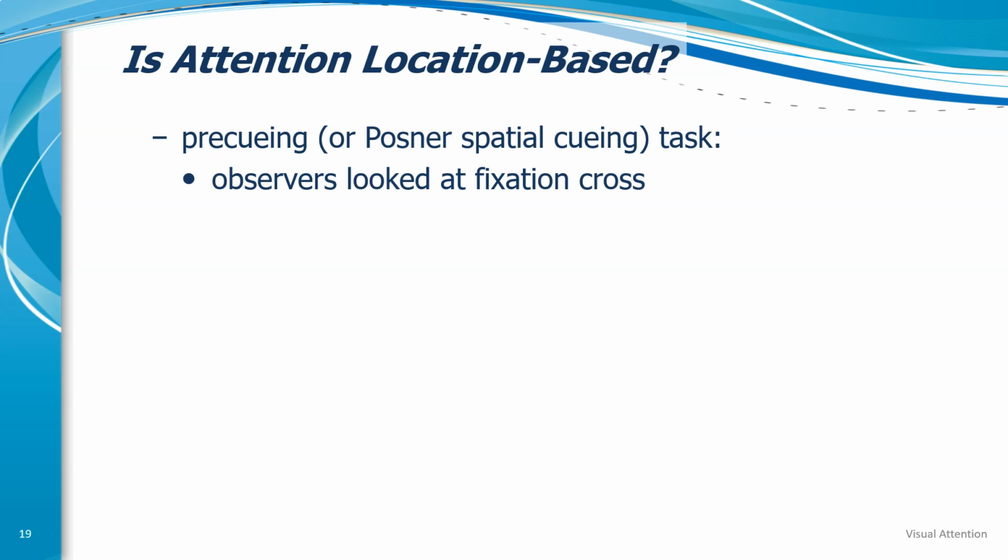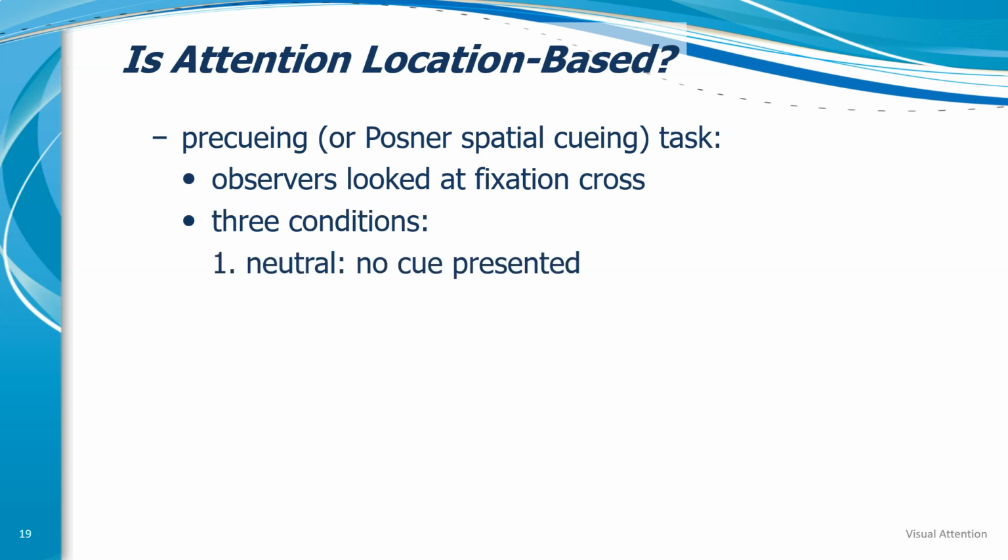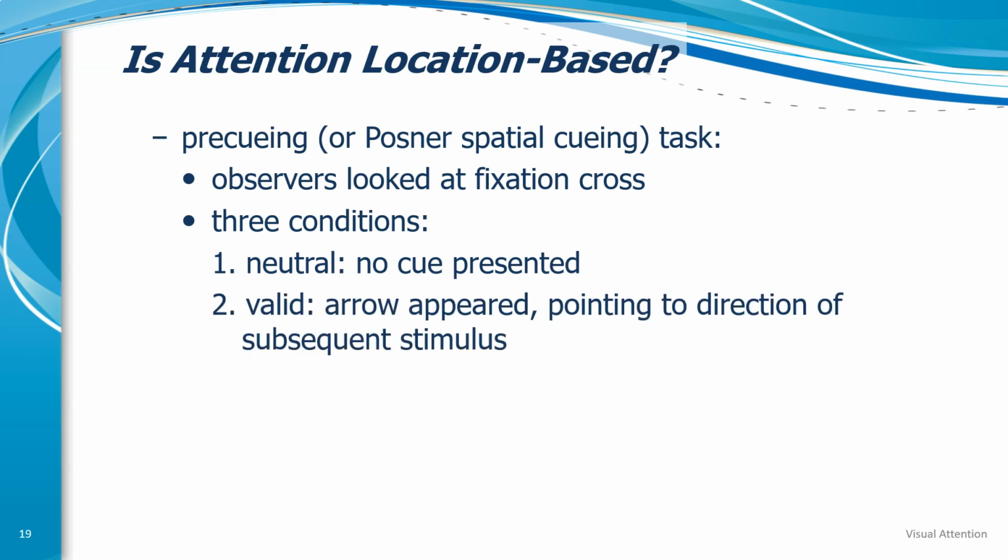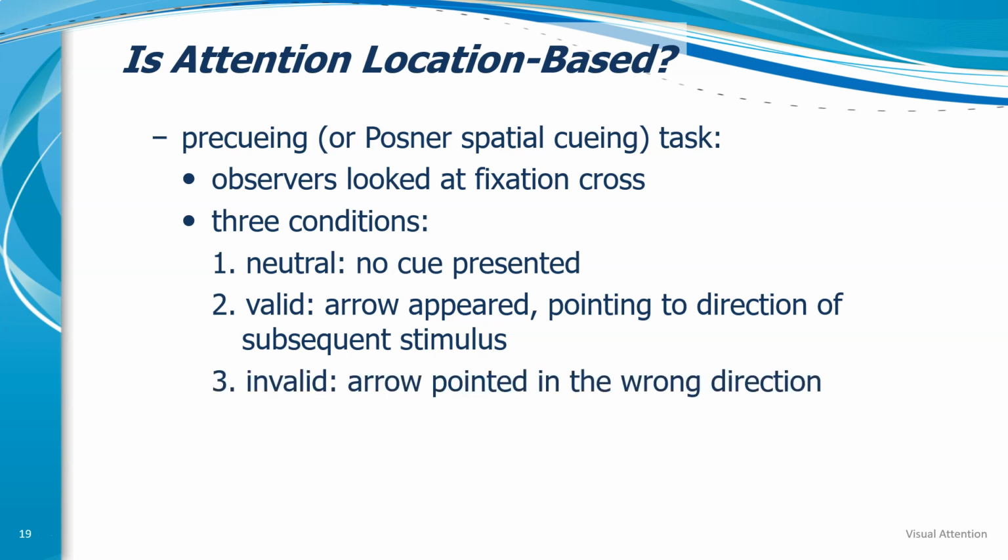People directed their eyes at a fixation cross, pretty typical for a lot of this research. There were three conditions. In the neutral condition, there was no cue presented. I'll show you the cue coming up in a second. In condition number 2, called a valid condition, an arrow appeared, and it pointed you to the direction where a subsequent stimulus would actually appear. Third condition is called invalid. An arrow still points, but you know what? It's pointing you in the wrong direction.